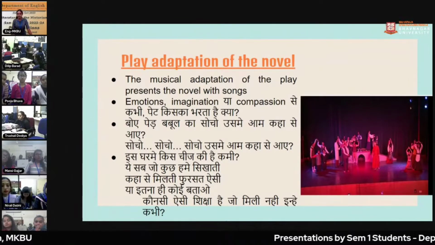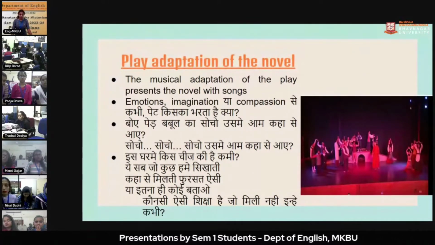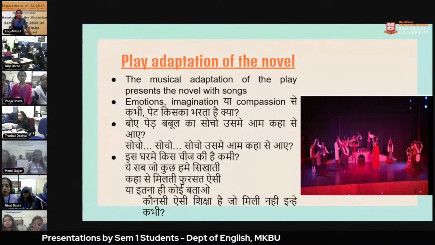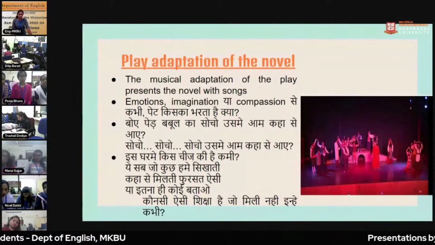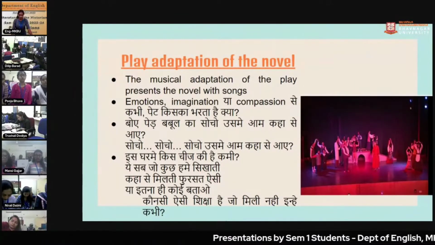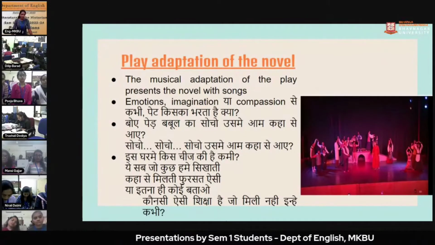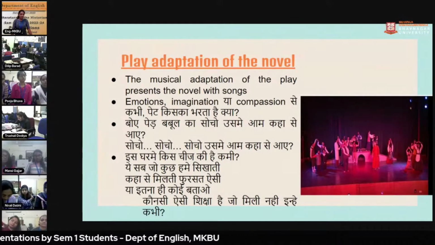Now let's connect it with the play adaptation of the novel, which is a musical play adaptation. It follows five songs, which are very connected with the novel, and it presents a crystal clear idea of the novel. Though it is adapted into a play, it is a very good adaptation of the novel. I have quoted three songs, and from there I have quoted some lines.